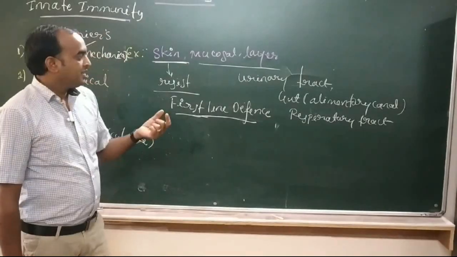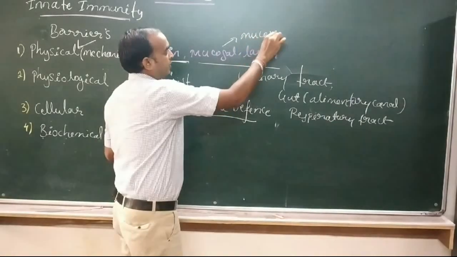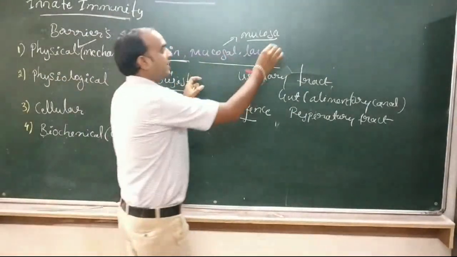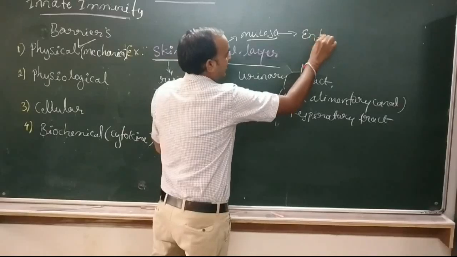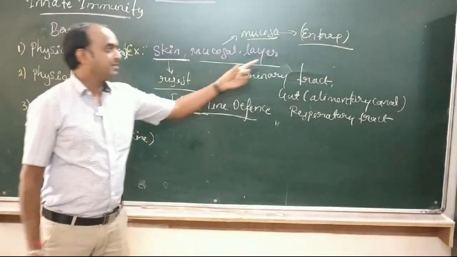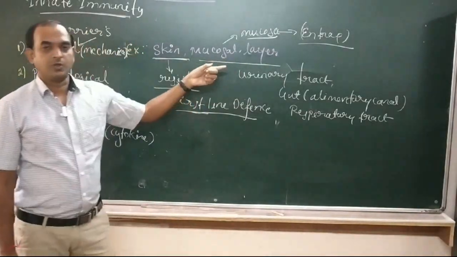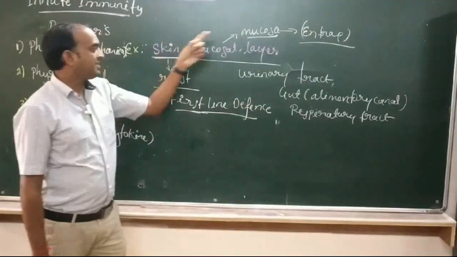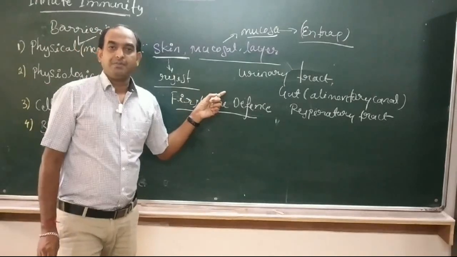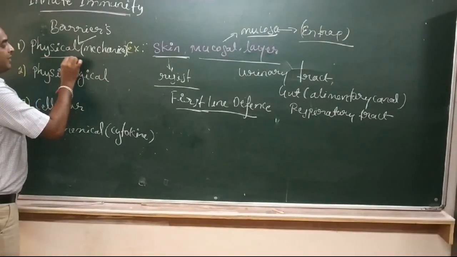Now, what does the mucosal layer produce? Mucus. It is a sticky substance. It will try to entrap unwanted pathogens or microorganisms trying to enter our body. So these systems try to avoid or resist the entry of pathogens into our body. This is what we call physical or mechanical barriers.